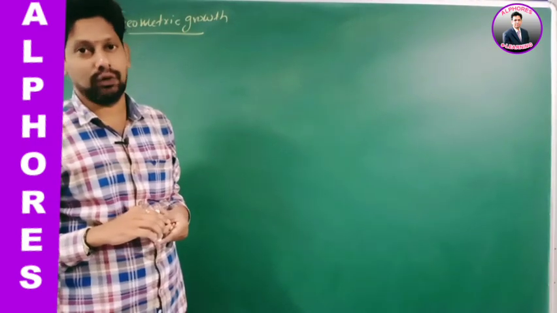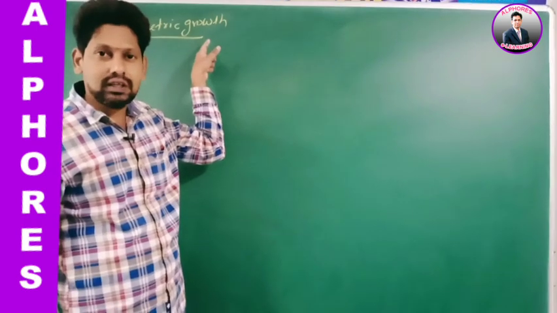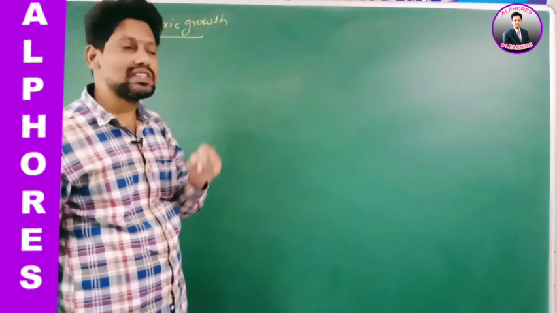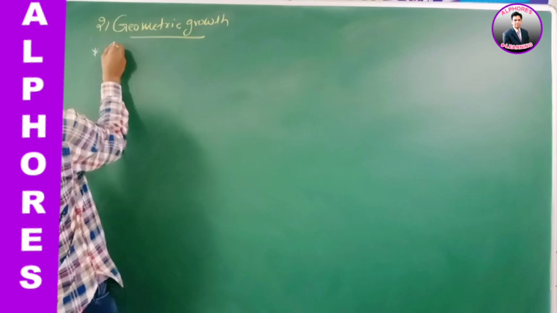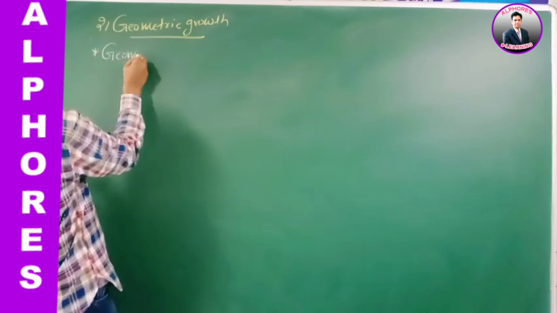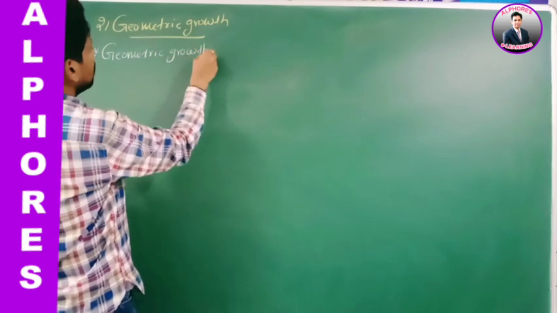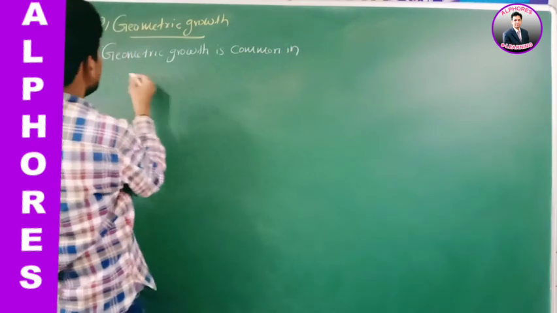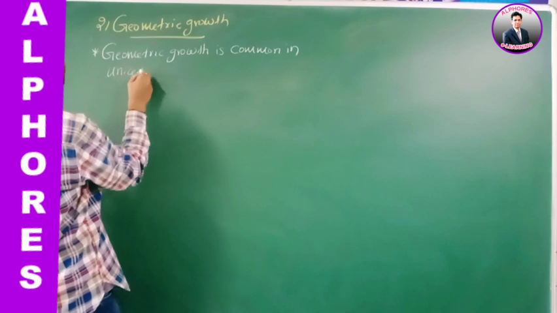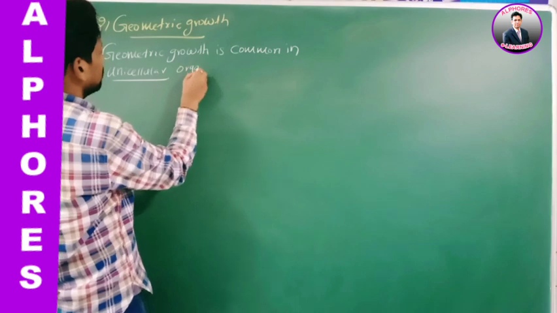Which growth? Geometric growth. Geometric growth is common in unicellular organisms which grow in a nutrient-rich medium. Therefore, which growth? Geometric growth. Geometric growth is common in which organisms? Unicellular organisms.